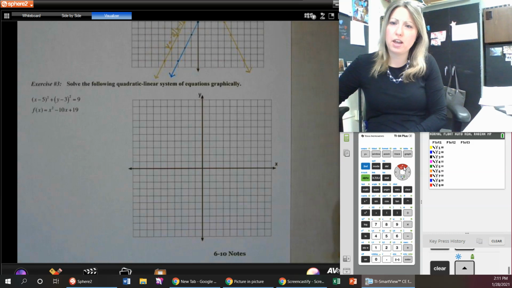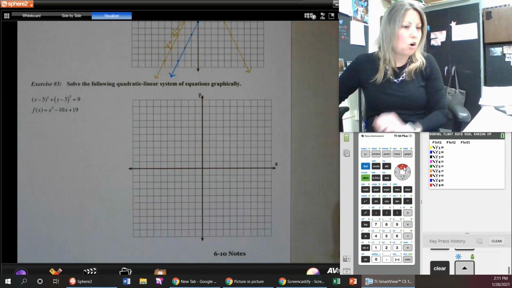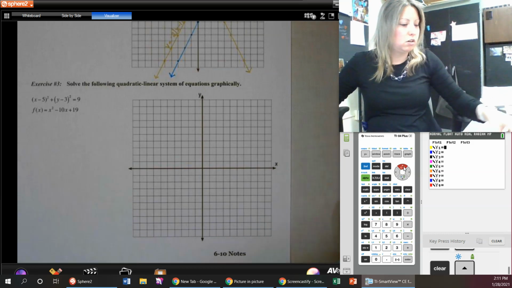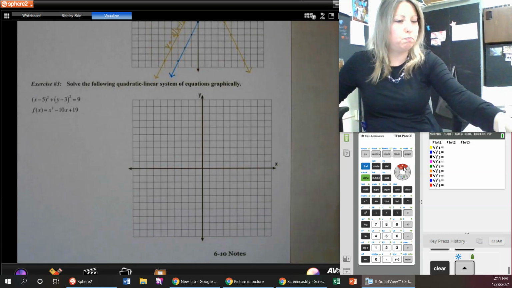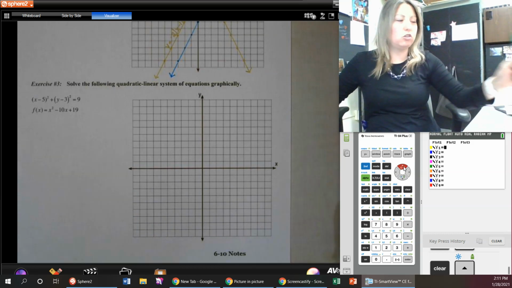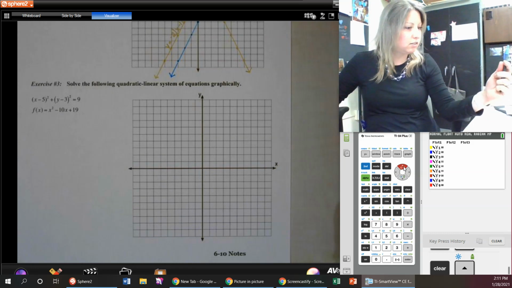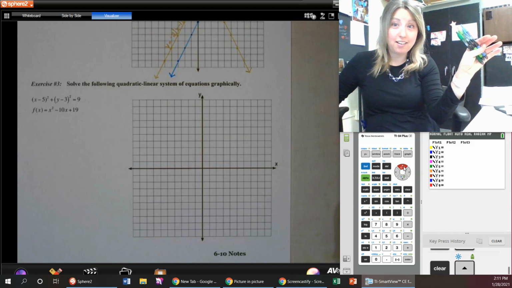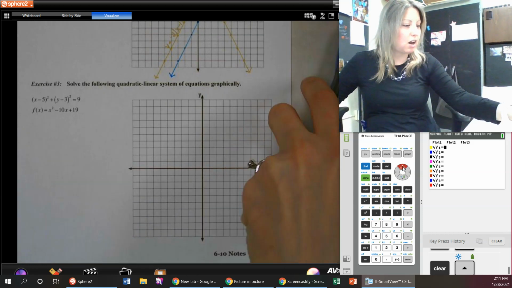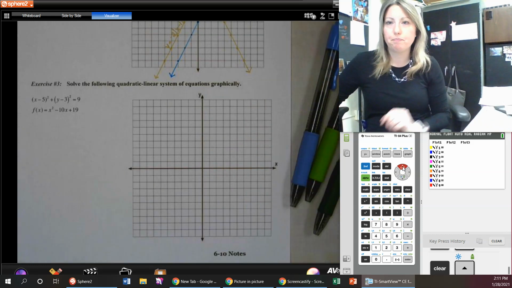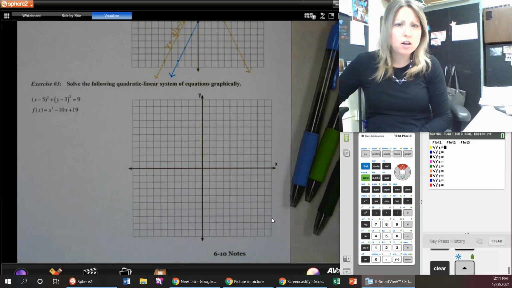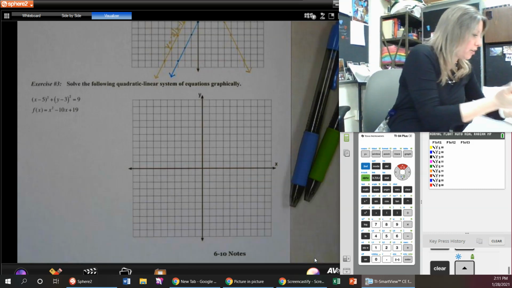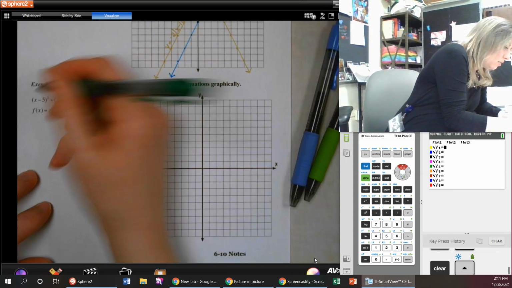Do I want to do yellow again? Yellow and red for orange. No, let's do blue and dark green to create a light green. Yeah, let's do that. I want to see my colors a little bit better, that's all. Let's do the circle in the dark green.